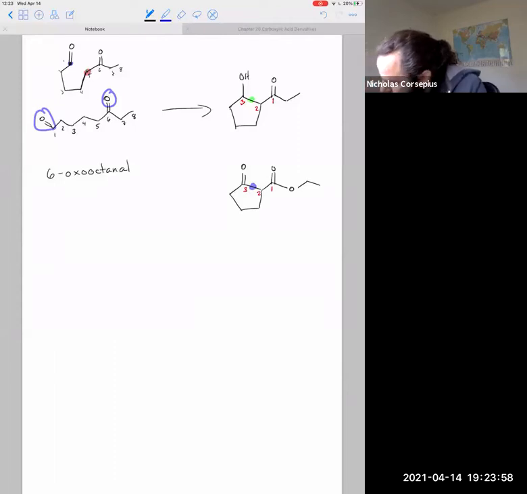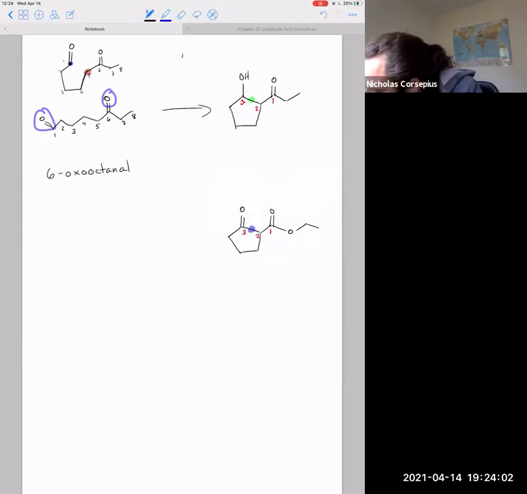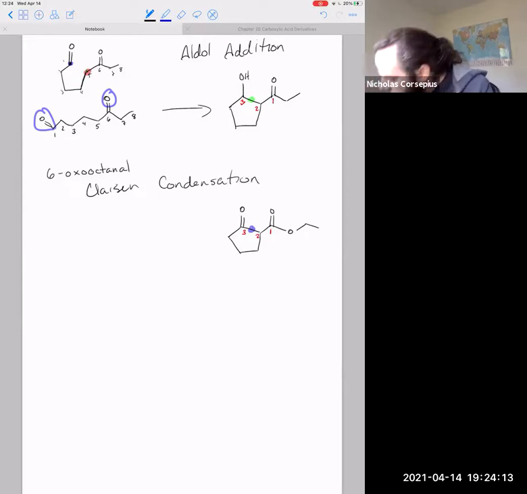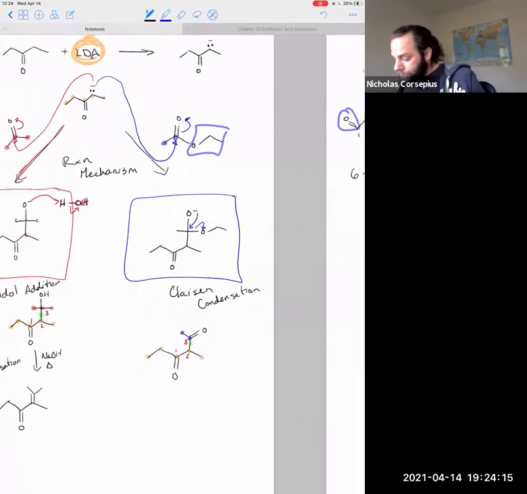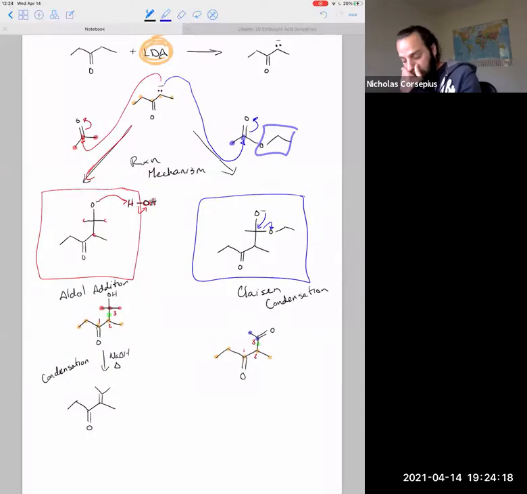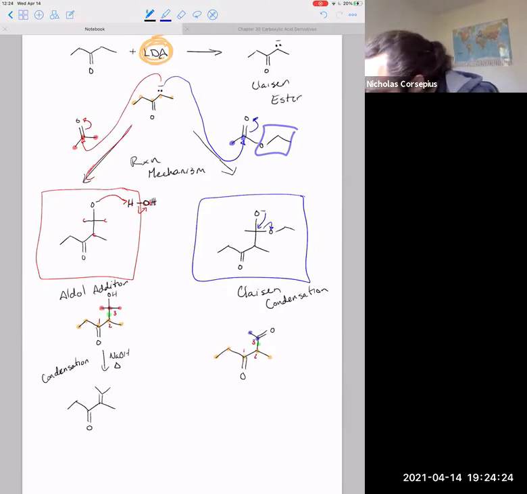But then, if this was an aldol addition, this example here would be of a Claisen condensation, right? Just reviewing what we did at the beginning here. The difference is that with a Claisen, you're starting out with an ester, and with an aldol, you're starting out with a ketone or aldehyde.